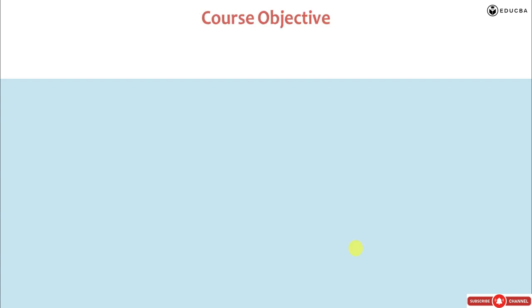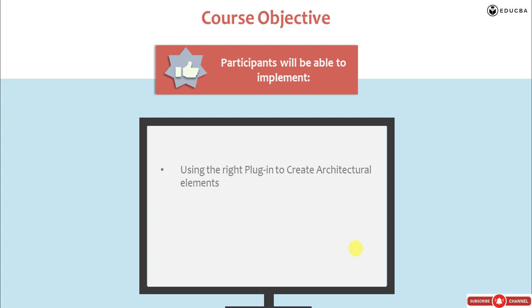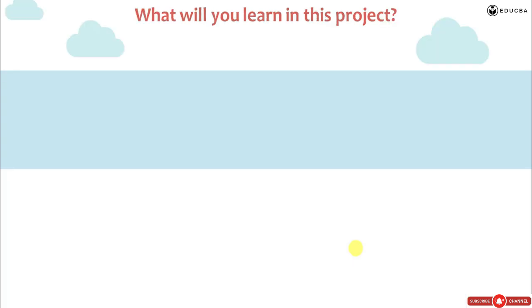Let us also try to understand what are the objectives of our course. That is, the participants, you guys, will be able to implement what? The first one is, you will be learning to use the right plugins to create architectural elements. See, there are multiple fields and there are multiple plugins available for different kinds of work, creative, mechanical, design related, art related, and so on. But here we are going to particularly consider only architectural elements. Also, you are going to learn how these plugins can increase the speed of your modeling. Moving to the next slide.